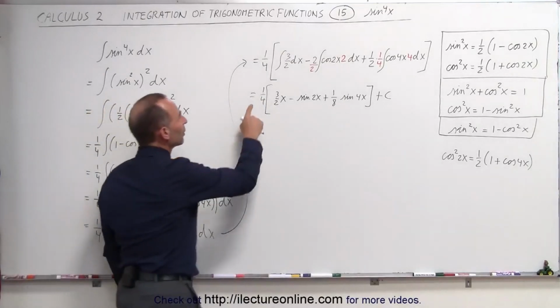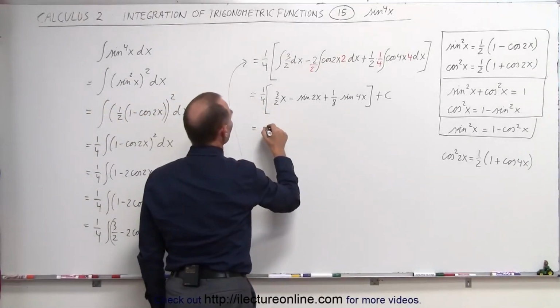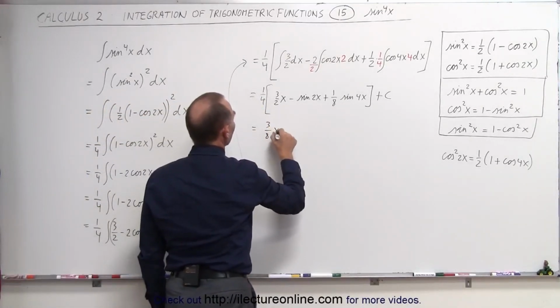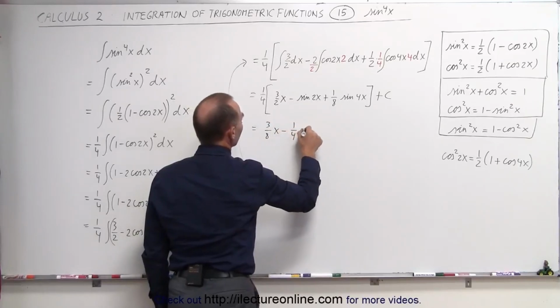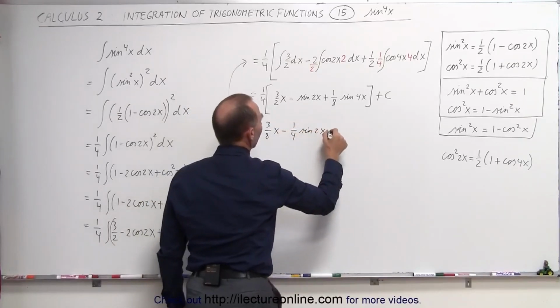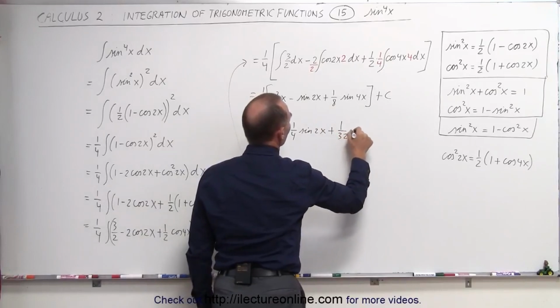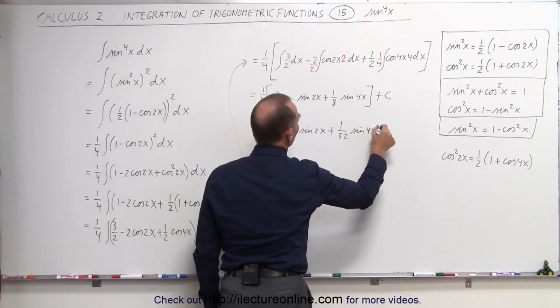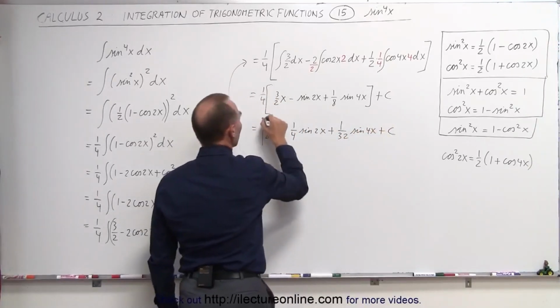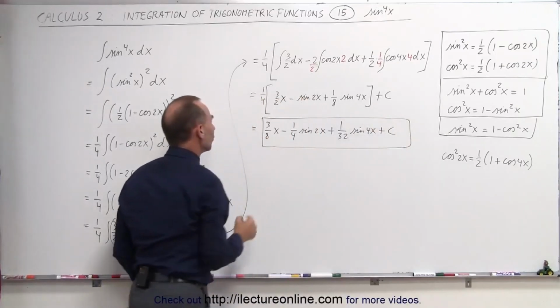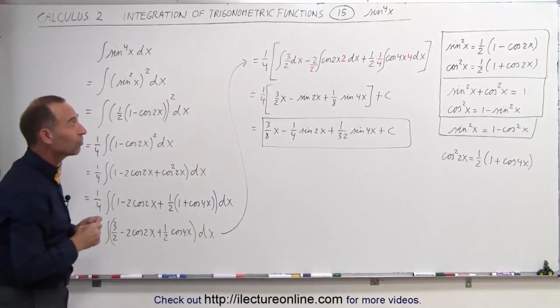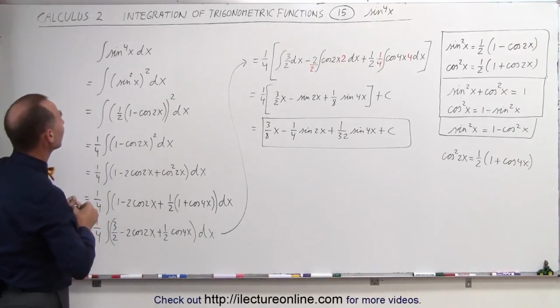Now multiplying the 1/4 through, this becomes 3/8 x minus 1/4 sine of 2x plus 1/32 times the sine of 4x plus a constant of integration, which is the solution to that integral. Wow, without tricks, I don't think we would have gotten there.